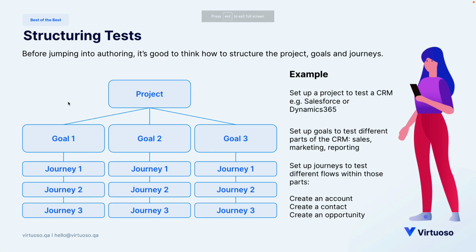So next, how should you think about structuring your tests? A really good way, as we called out, is that a project is typically to test an application. For instance, a CRM, so Salesforce or Dynamics 365. You then have the goals, which are typically to test the different parts of that application, the different modules. So it could be sales, marketing, reporting. Each of those would be a goal. And then the journeys beneath would be to test the different flows within each of those modules. For instance, in the sales module, I might test creating an account, create a contact, create an opportunity as separate journeys. So maybe just sit down and think about how you structure those.